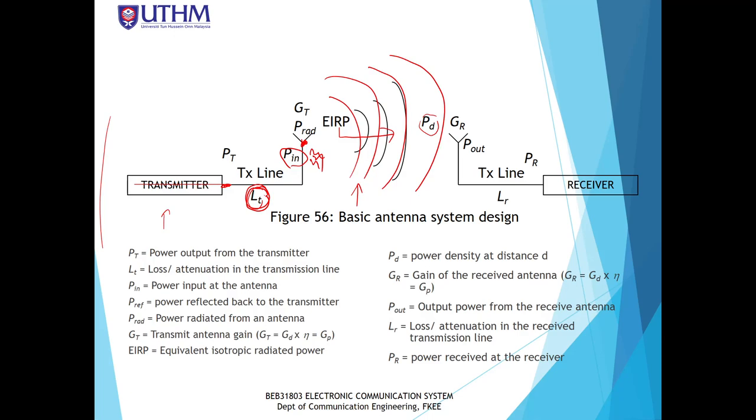And then at the receiver here, we have GR, the receiving antenna gain. Here you don't confuse that. At the transmitter, we have GT. At the receiver, we have GR. G is the gain of the antenna. Okay, so previously in chapter 1, we used A.